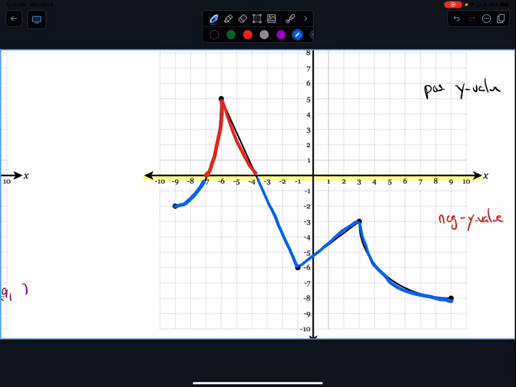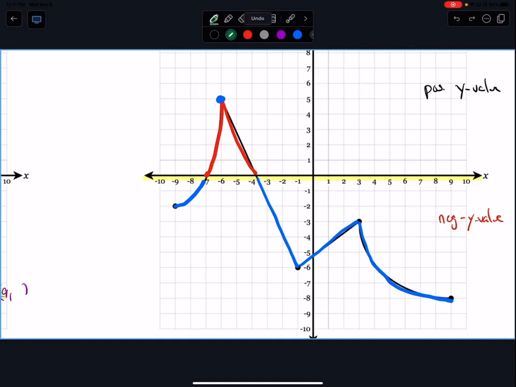Right, so there's a part of my graph, this part here in red, that each one of these coordinates will have some kind of positive y value. So let me just verify that. This coordinate here is negative 6, 5, positive y value. I don't care about, I just want to know where the y values are positive. Okay, that part. All right, so that was just a little verifying.